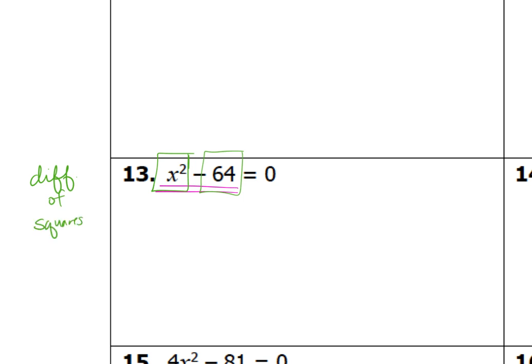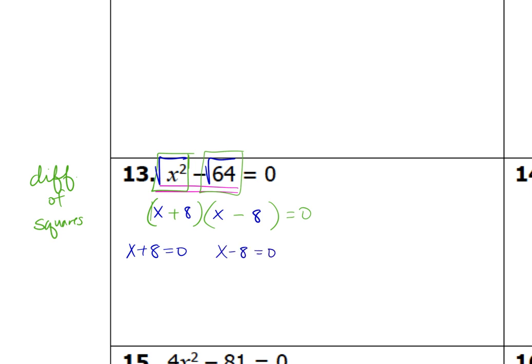Okay, and with difference of squares, remember what we did? We factored it so that it was the two binomials, but one was a plus and one was a minus. Okay, and then we just square rooted both parts. So the square root of x squared, put x, and the square root of 64, put 8 and 8. So when you set this up, x plus 8 is equal to 0, and x minus 8 equals 0.